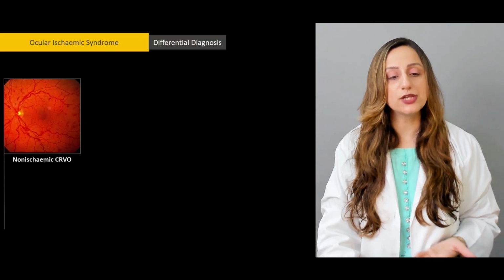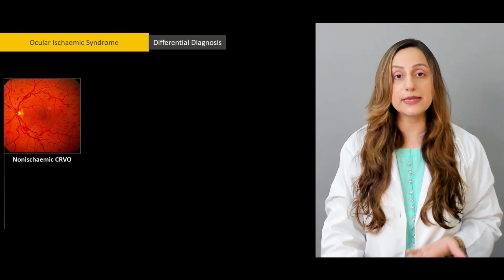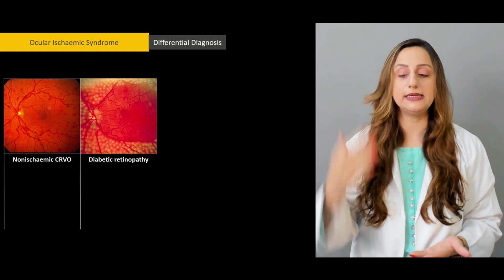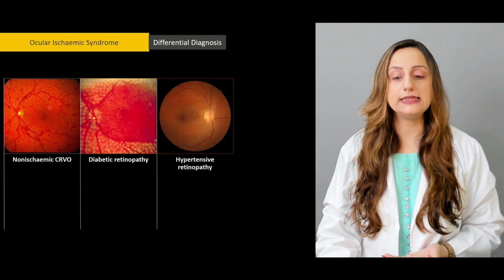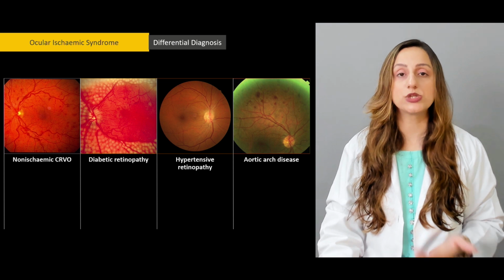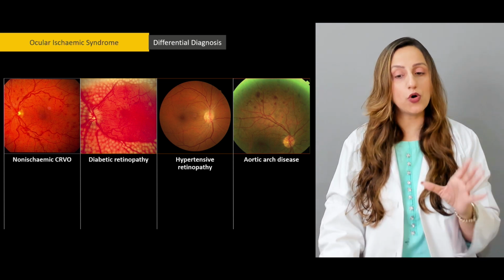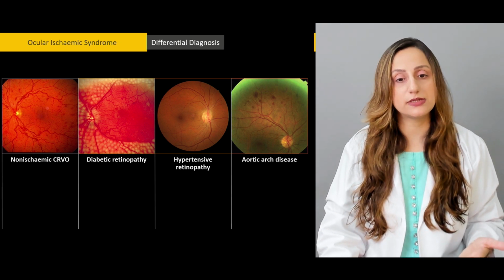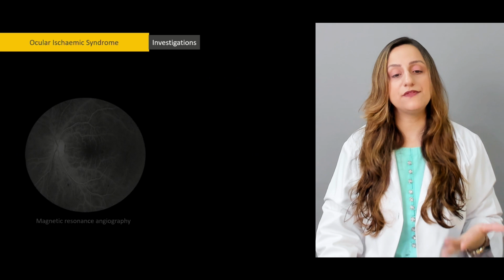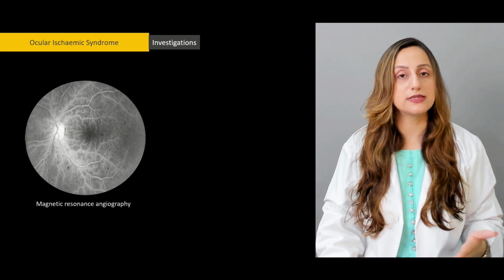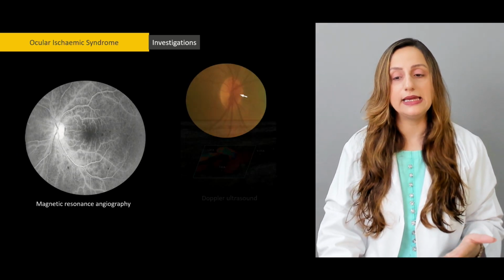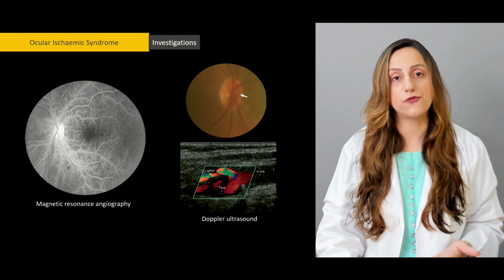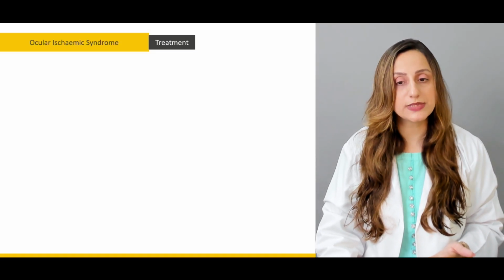The differential diagnosis would be the non-ischemic central retinal vein occlusion, the diabetic retinopathy in the individuals, then finally the hypertensive retinopathy, the aortic arch disease. So all of these systemic illnesses can even manifest as ocular diseases in a patient. The investigations would include the magnetic resonance angiography, and then finally we can have the Doppler ultrasounds that are carried out for these ocular syndromes in these patients.